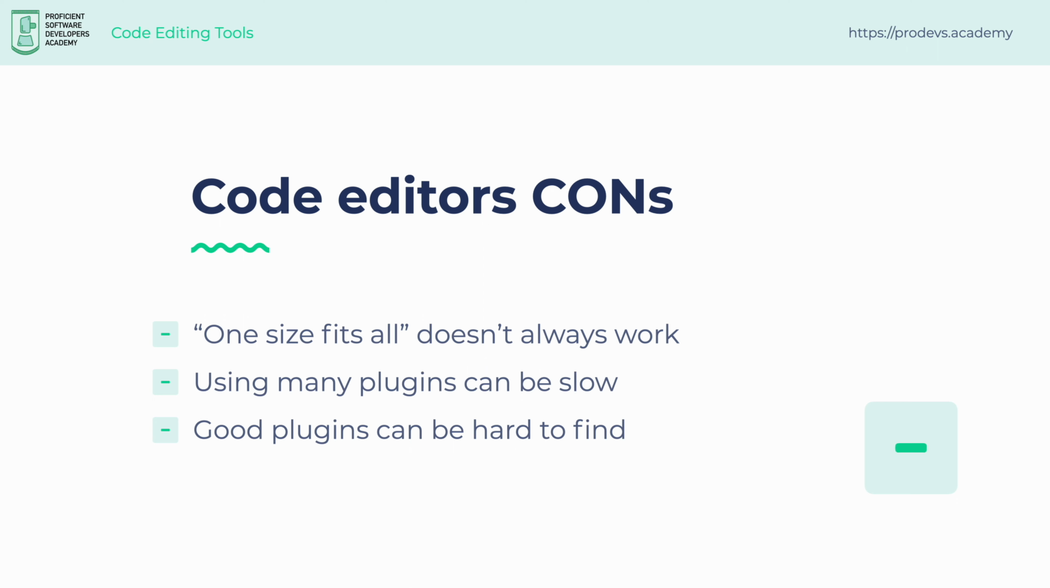Also, things can get slow if you stuff your editor with plugins like a turkey for Thanksgiving. For instance, Atom uses the Electron framework under the hood, which means it's a JavaScript app inside a wrapper. So don't expect it to be as fast as a native app for your platform. Sometimes it can be hard to find a proper set of plugins for your needs, or some plugins can be in the beta stage and may not be stable enough. So this is something to keep in mind when you choose an editor.